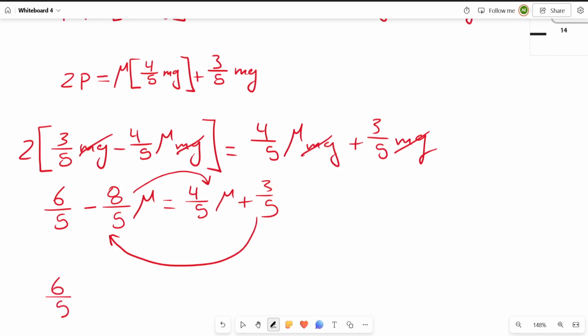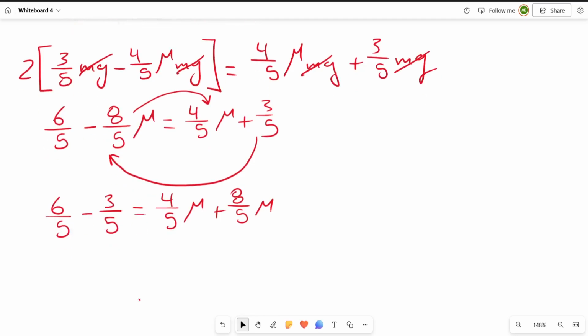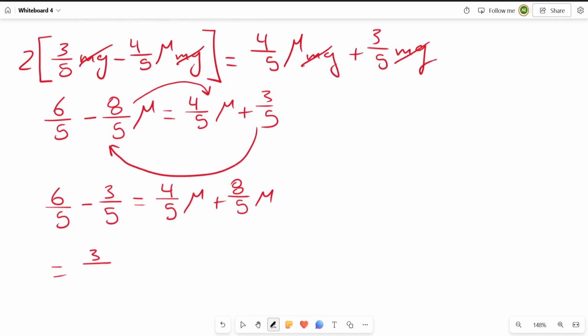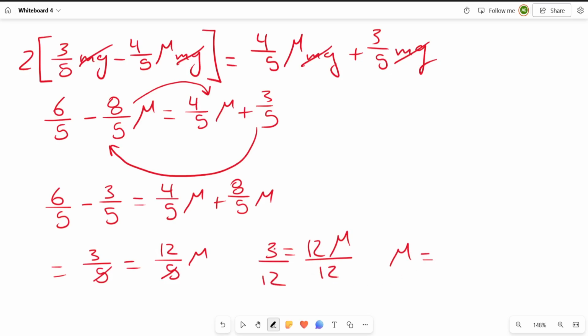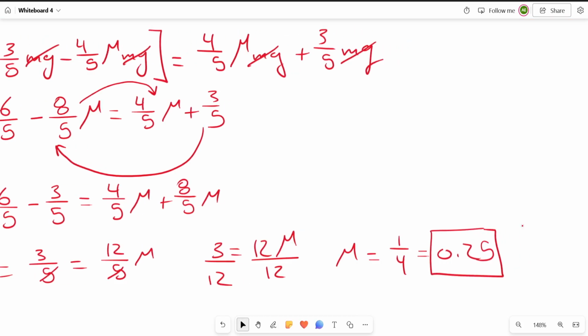So I'm going to have 6 over 5 minus 3 over 5 equal to 4 over 5 mu plus 8 over 5 mu. So subtracting here, 6 minus 3 is 3 over 5, equal to 4 plus 8, which is basically 12 over 5 mu. So I can cancel this 5 with this 5. So I'm going to have 3 equals 12 mu. Divide by 12, divide by 12. Mu equals 3 over 12, which is 1 over 4, or equals 0.25. And this is going to be my answer to this question over here.